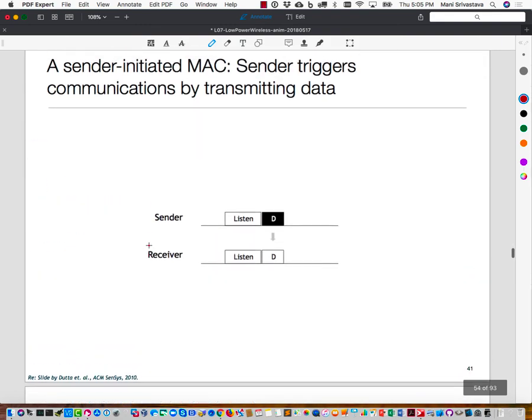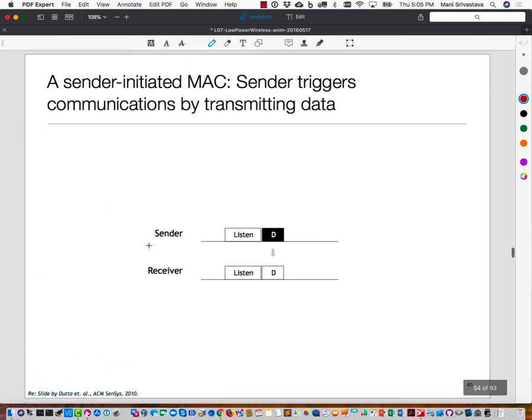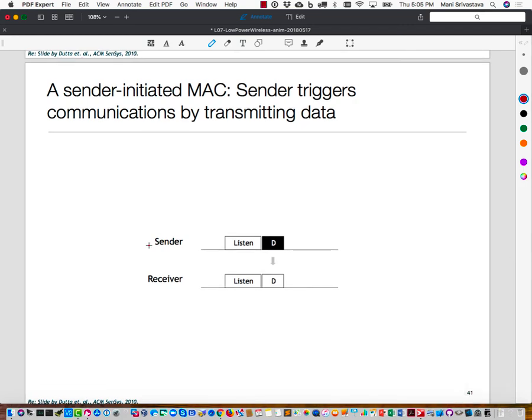Essentially, the communication is triggered by the sender initiating the transaction, and then the receiver listens to it. So it's the sender's choice.